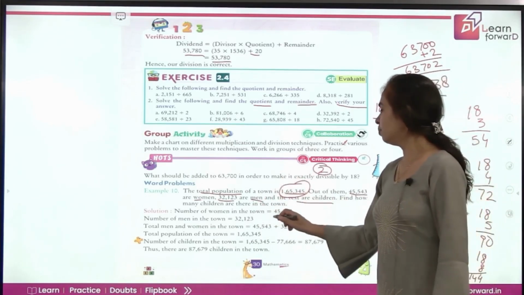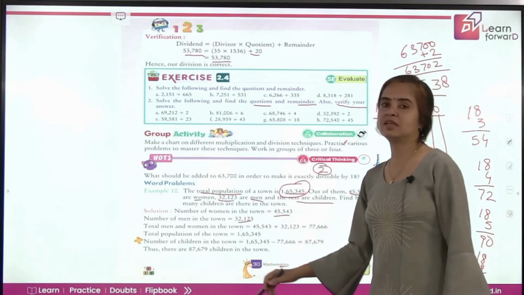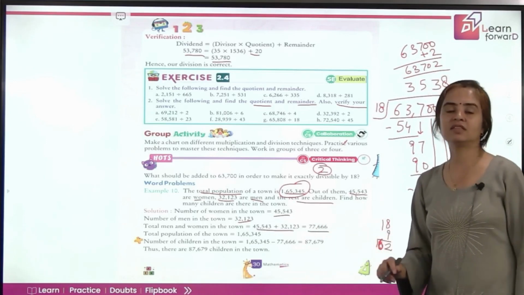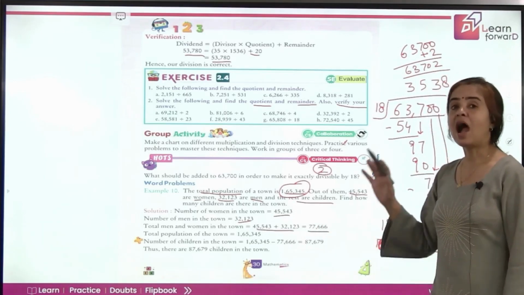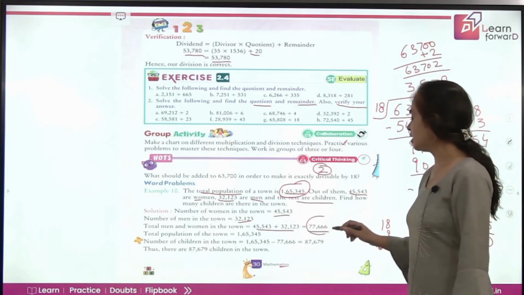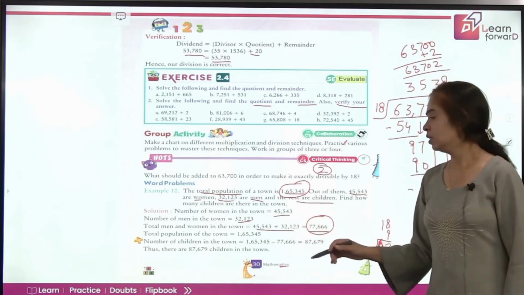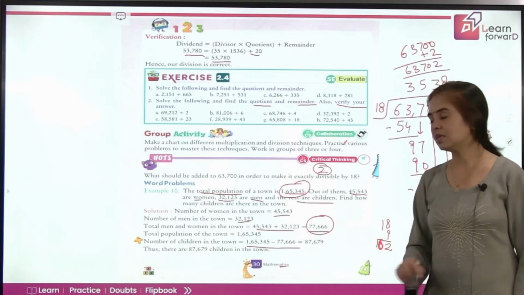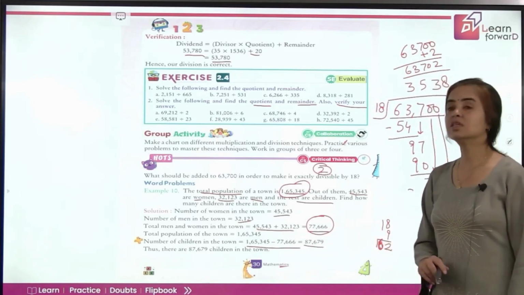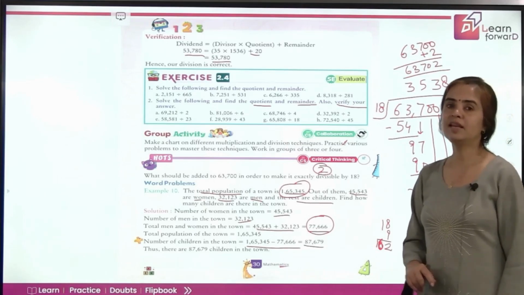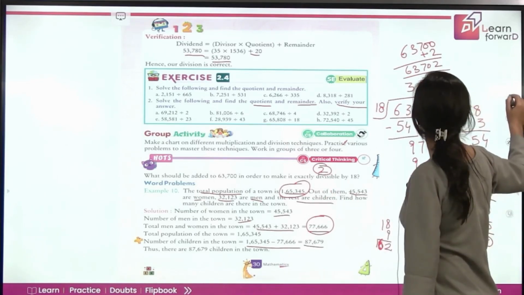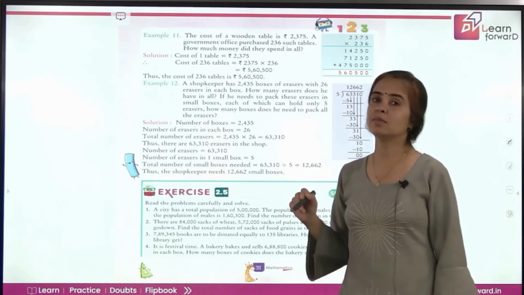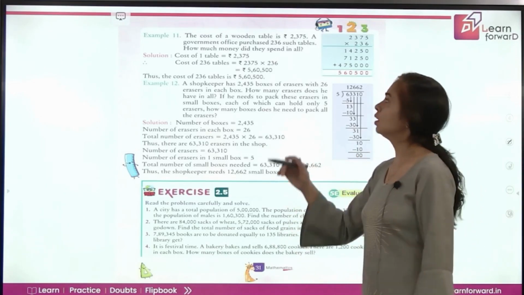So the number of women is given, the number of men is given. You add them and you get 77,666. Out of the total population, this many are men and women. So the remaining number is the number of children, which we get by subtracting, and it comes out to 87,679, right? So this is how in word problems, each statement, each word, each number has a significance in mathematics. We just have to correlate.